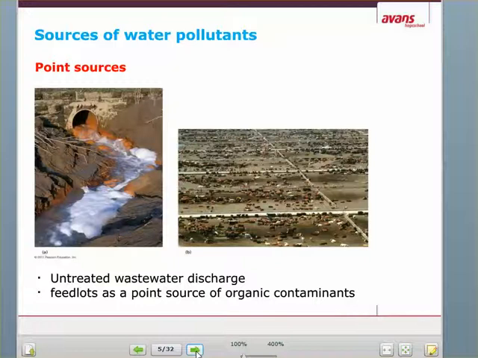The first is point sources. Here you see several different point sources. On the left-hand side is untreated wastewater discharge. So it comes directly from a factory, for example, or from a city into the water. That's one point source. Another point source on the right is a feedlot. This is where cows are put, and quite often they will contaminate the soil.